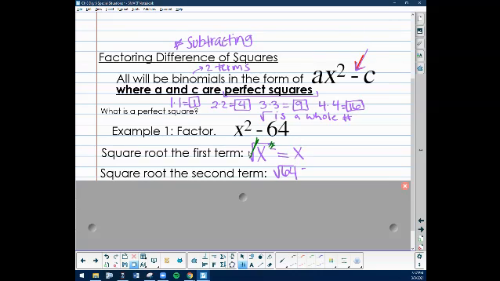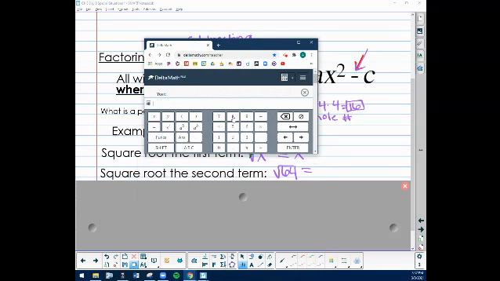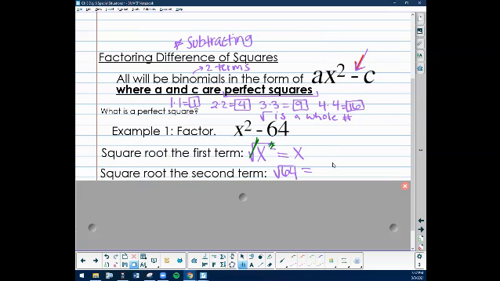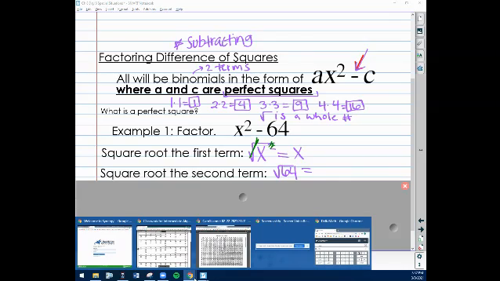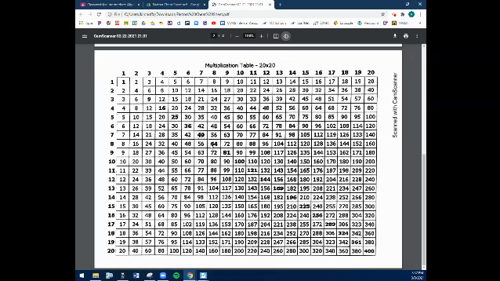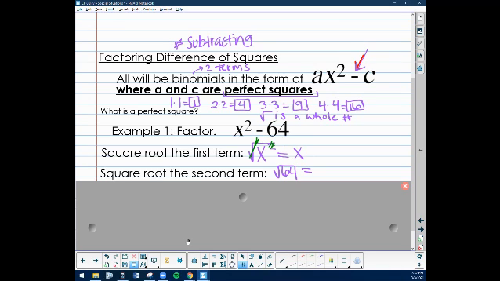Okay, square root of 64, you can look to see what two numbers multiply to give me 64, or you can use Delta Math's calculator and hit square root of 64. And right there, it gives you 8. Or you can find 64 on your multiplication chart and be like, oh, it's 8 times 8. So there are a couple different ways you can do that.